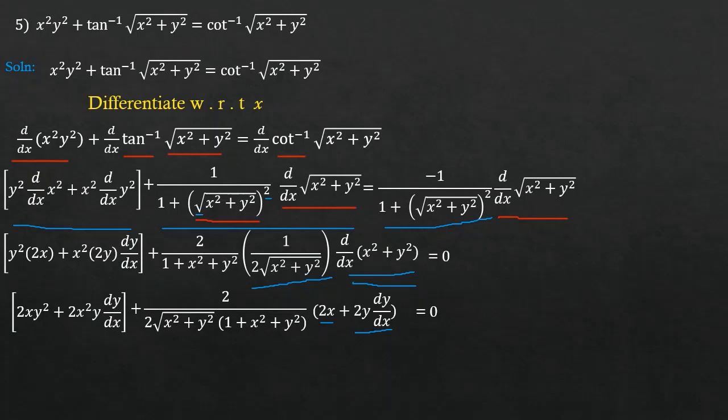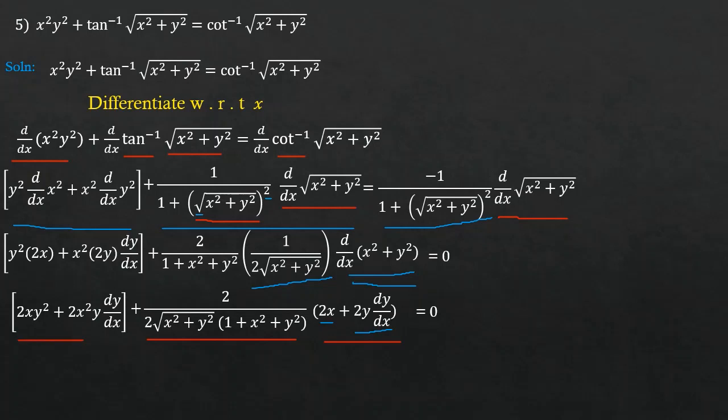Now our aim is to collect the terms. Before that, you have to multiply this whole term inside this bracket, and before multiplying you can cancel the numerator 2 and the denominator 2. After cancelling the numerator and denominator 2, we multiply inside the bracket.